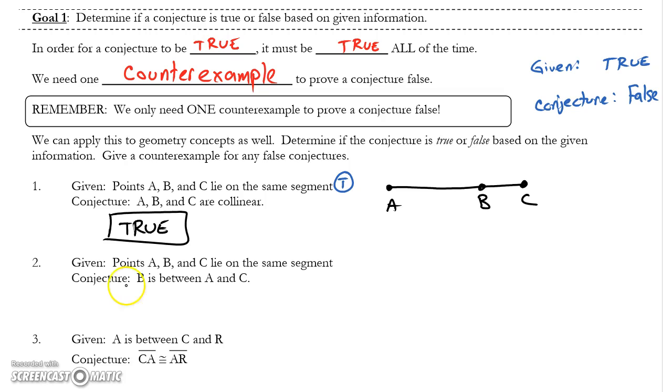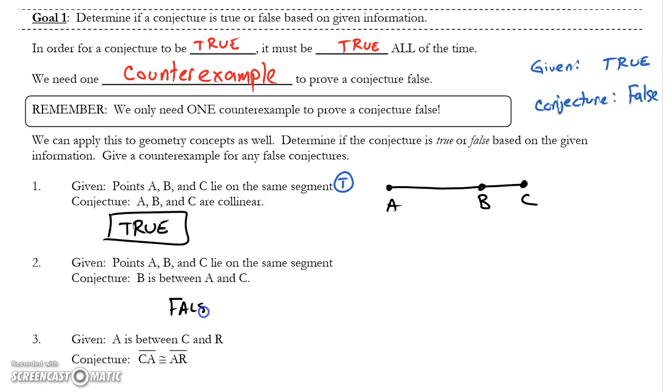In number 2, same given. So I'm given that these all lie on the same segment, so we can look at the example up here. But now it says that B is between A and C. If I look at what I wrote up in number 1, that looks like that's true. But can we come up with an example where they are all still on the same segment and B is not between A and C? And the answer to that is yeah, we can.